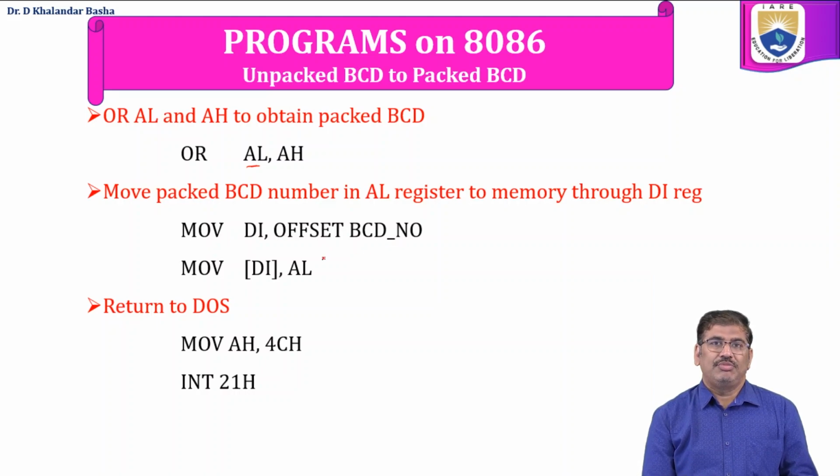Now into this memory location we want to load the AL register, which is the packed BCD number of the given unpacked BCD. For that we use the instruction MOV [DI], AL. So the AL, which consists of the packed BCD number, will be loaded into the memory location pointed to by DI. Then we terminate the program by calling INT 21H. For returning to DOS, we call the subroutine 4CH, which is loaded into AH. So MOV AH, 4CH, INT 21H. Now we will see the entire program at a glance.